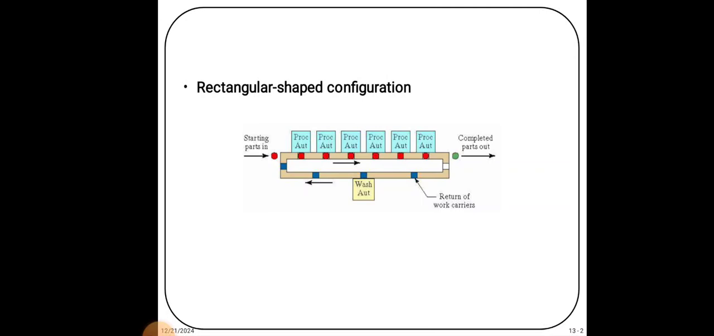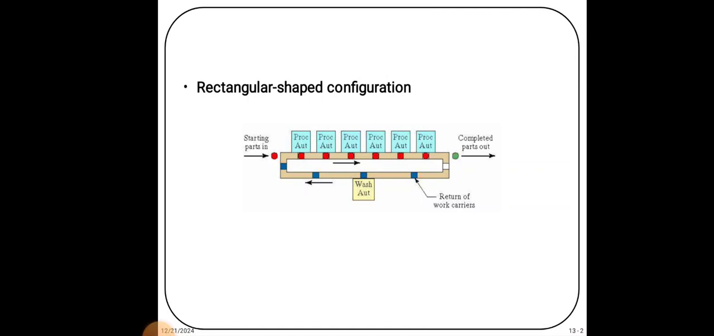Easy integration: it can be easily integrated with automated conveyor systems and robotics. The drawback of this system is limited flexibility, that is, it is less adaptable to changes in production design or production volume. Then there is bottleneck risk, which means a slowdown or issue at any station can affect the entire line.